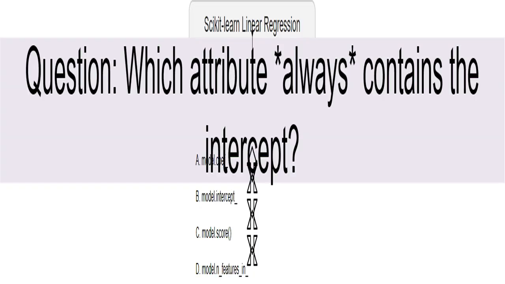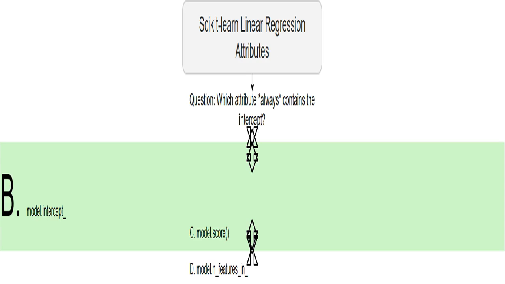I'm looking for the scikit-learn linear regression model attribute that always gives me the y-intercept. The y-intercept is where the line crosses the y-axis when x is 0. Think of it as the starting point of your line. This is it. model.intercept_ is the attribute that directly stores the y-intercept value. It always holds a single number representing that point on the y-axis.